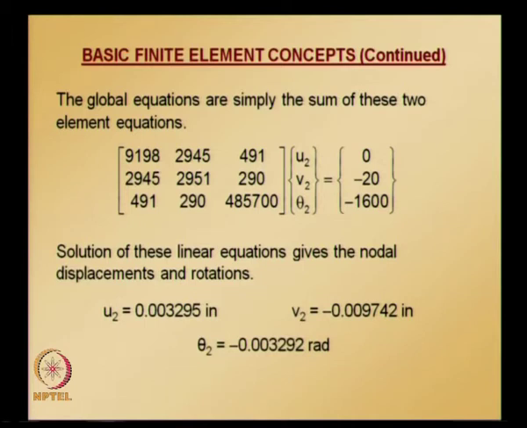And the solution gives us the value of u2, v2 and theta 2, and once we get u2, v2, theta 2, we know the rest of the degrees of freedom are 0. We can go to each element and find element forces.